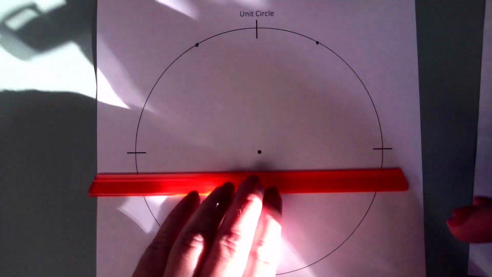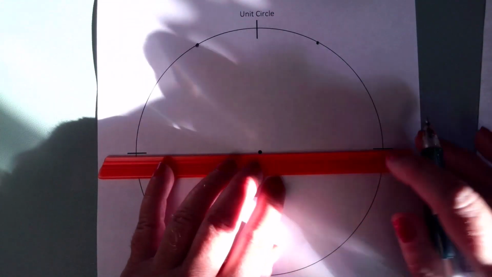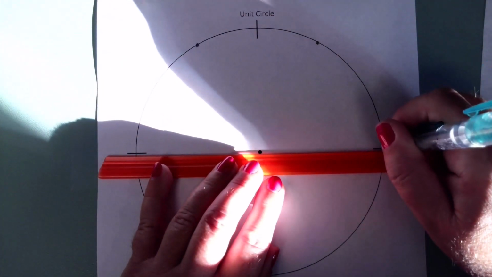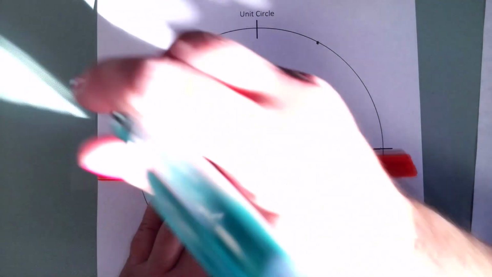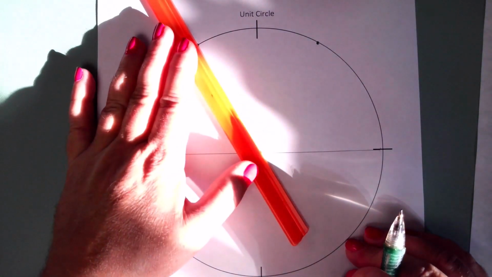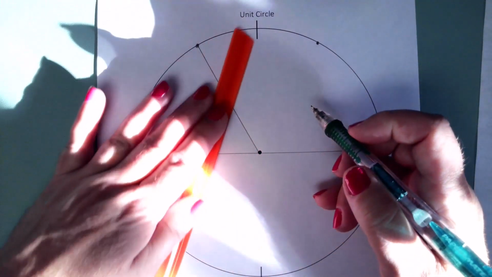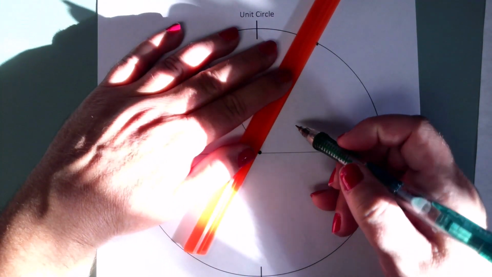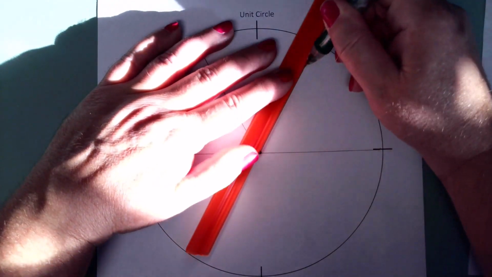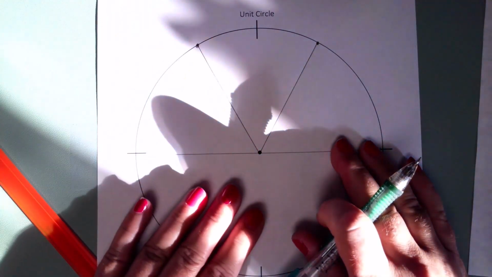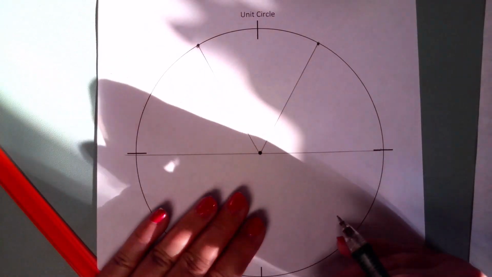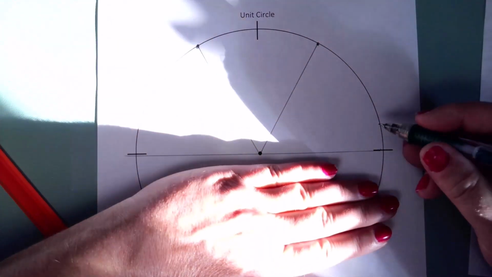Okay, let's get a line drawn across here, and then there, and there. Okay, so we're looking at just the top half of this.